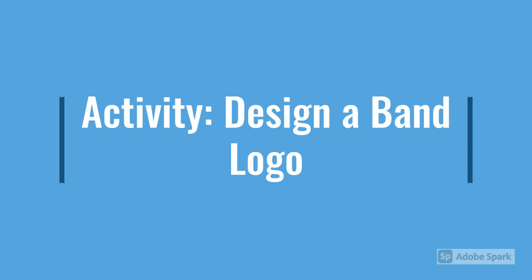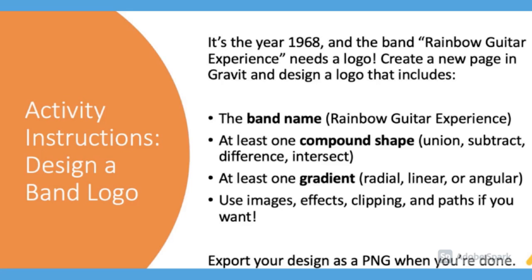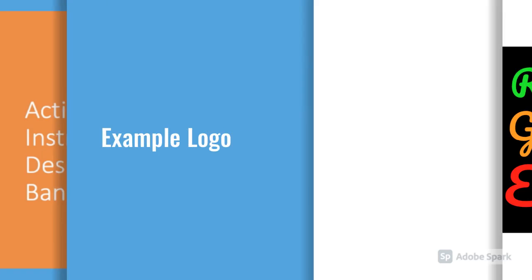Now let's put our skills to the test in this activity. Design a band logo. Activity instructions. It's the year 1968 and the band Rainbow Guitar Experience needs a logo. Create a new page in Gravit and design a logo that includes the band name, at least one compound shape using union, subtract, difference, or intersect, at least one gradient, and then use any images, effects, clipping, and paths that you want. Export your design as a PNG when you are finished.